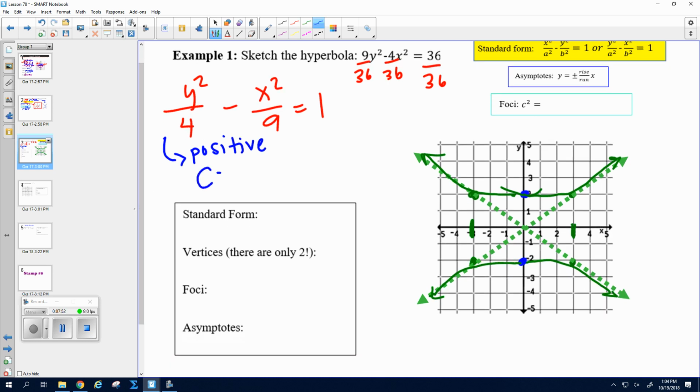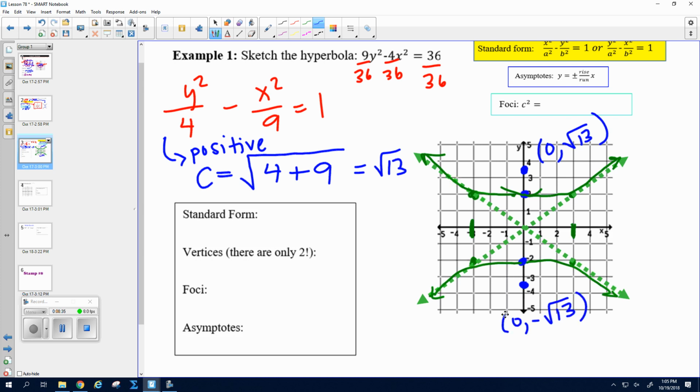So my formula this time is going to be the square root of, and instead of subtracting these two numbers, we add these two numbers. So we get the square root of 13. And if you do it wrong, you'll probably notice, because it probably won't look right, because your focus points should be inside these curves. Okay? So the square root of 13 is somewhere between the square root of 9 and 16. So 3 point something and down 3 point something. So this is the point. Yep. 0, square root of 13 and 0, negative square root of 13.